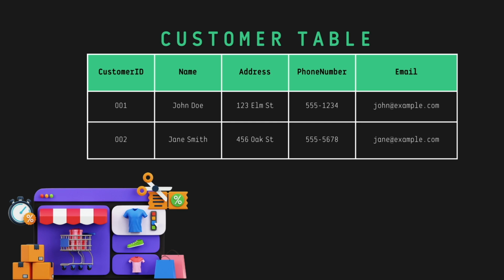Then for our rows, we can have unique records. For example, the first row has an ID of 001, name John Doe, with a specific address, phone number, and a specific email for John Doe. Then a second row, for example, with a customer ID of 002, with the name Jane Smith, and a specific address for Jane Smith, her phone number, and also her email address. So that's a basic understanding of what a database looks like.